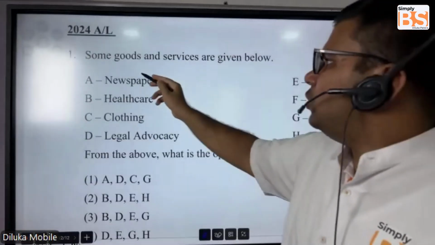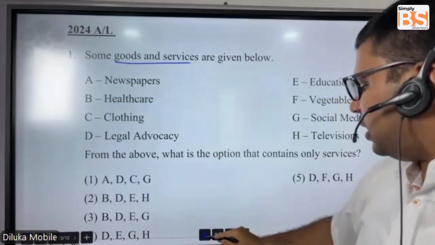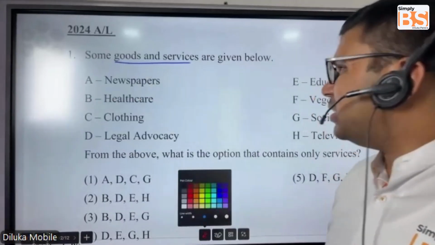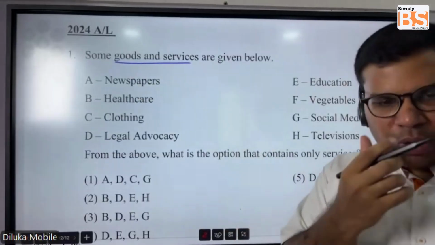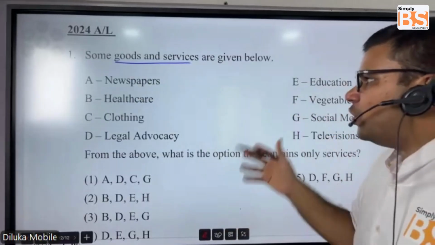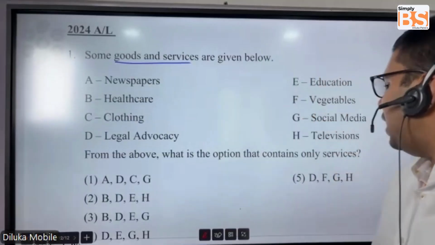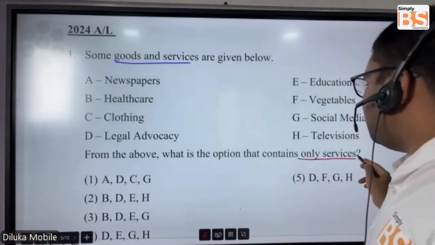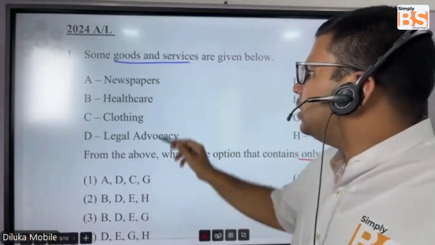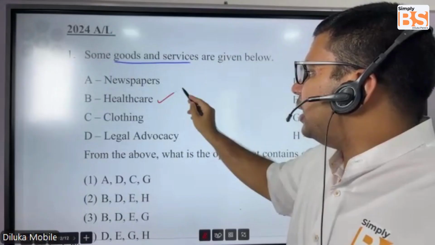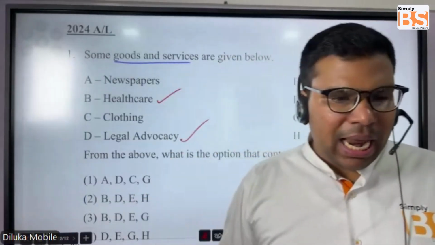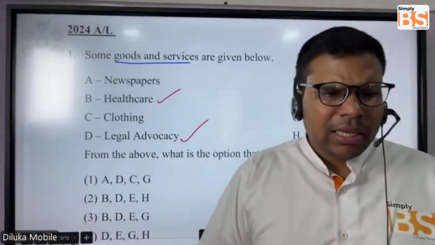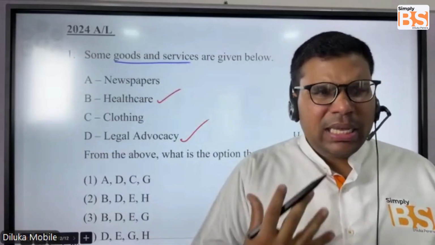So they have given a list of goods and services once again. I think this type of question we did in 2025 also. This is a common question. From that, they are asking for the option that contains only services. What's the answer? Newspaper, not a service. Healthcare, yes. Clothing, no. Legal advocacy. What do you mean by legal advocacy? That is the legal service that you provide.